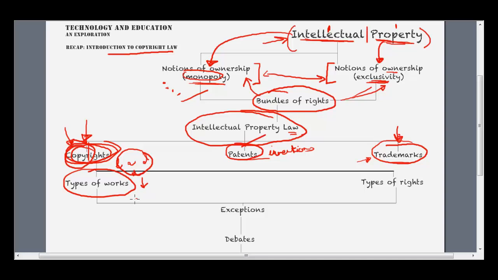Then there's a category of works called derivative works. Derivative works essentially are derived from this first set of works that we talked about: literary, artistic, dramatic, and musical works. These may include things like cinematographic films and musical recordings. So films and songs and so on are considered derivative works because really they are combinations of these other forms of work. So for example, a musical recording or a song would be a combination of lyrics, which are literary works, and the music itself, the score, which would be a musical work.